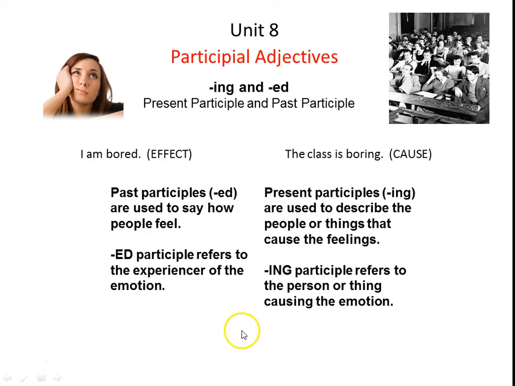And the result or the effect is that I am bored. Past participles then are used to say how people feel. Adding ed, the participle ed refers to the experiencer of the emotion. I am bored, I am interested, and I can give you one last example. The movie was frightening. I am frightened.